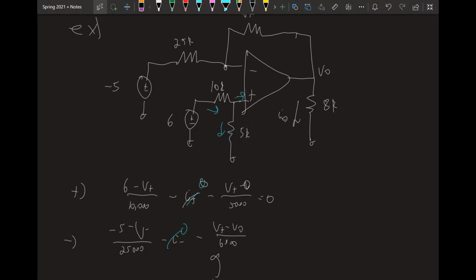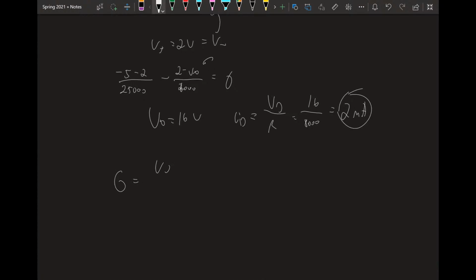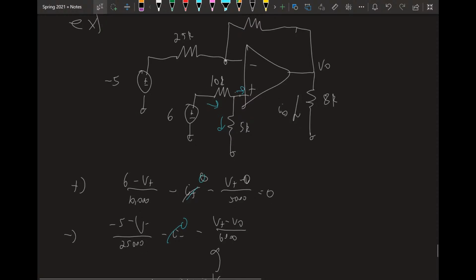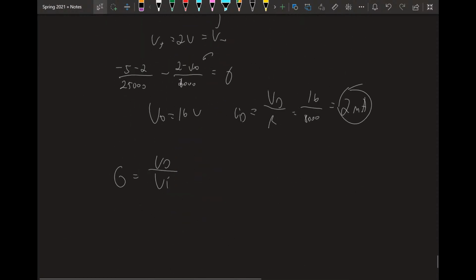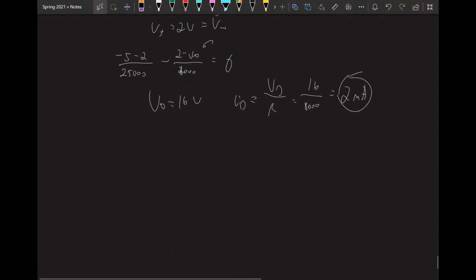In this circuit, the gain is V out over V in. This input is a bit complicated. I guess the input would be the difference between the two terminals, since the op amp amplifies the difference. So 6 minus a negative 5, that's 11. So it went from 11 to 16. So the gain would be 16 over 11.